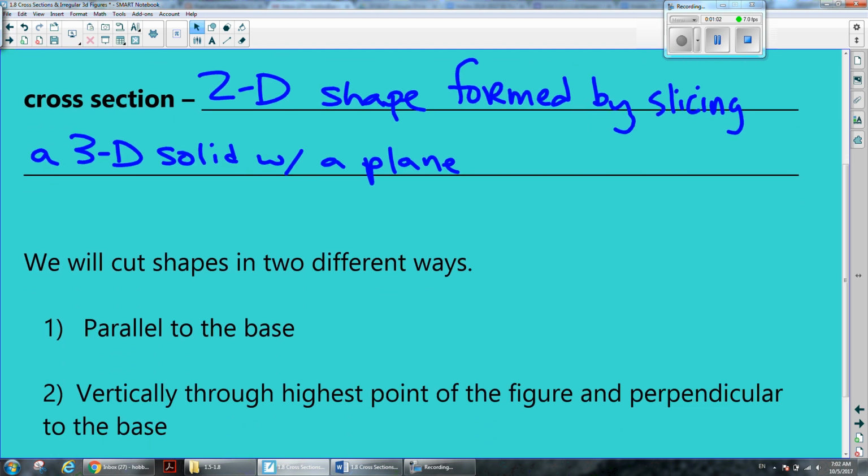Okay, so we'll cut the shapes in two different ways. We'll either have it be parallel to the base, or we'll have it vertically through the highest point of the figure and perpendicular to the base.